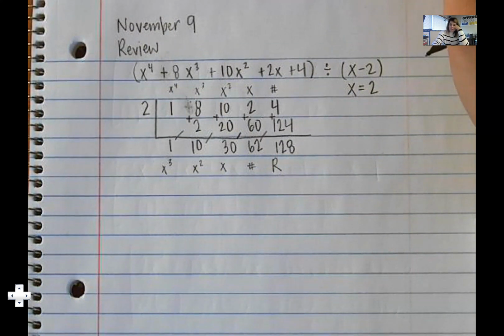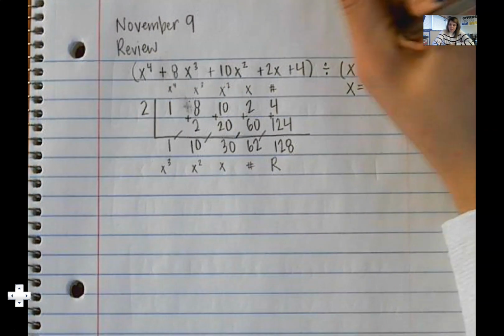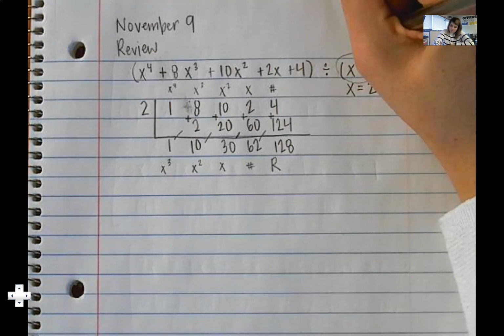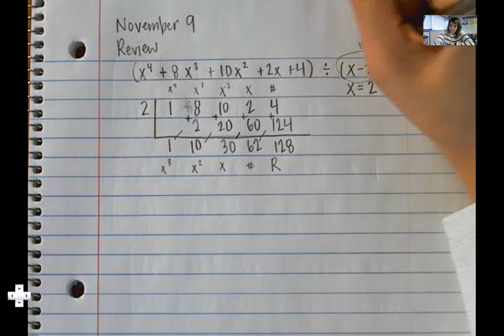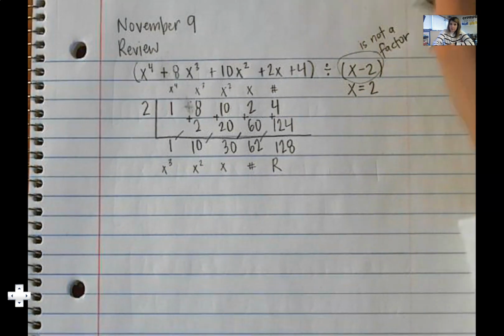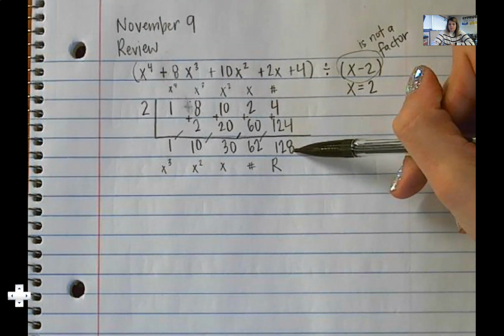Part of the reason why I'm using this as a review problem is because I want to make it clear what your quiz wanted you to plug in for a problem like this. So the first thing that we know is that x minus 2 is not a factor. If it were a factor, this remainder would have been 0.